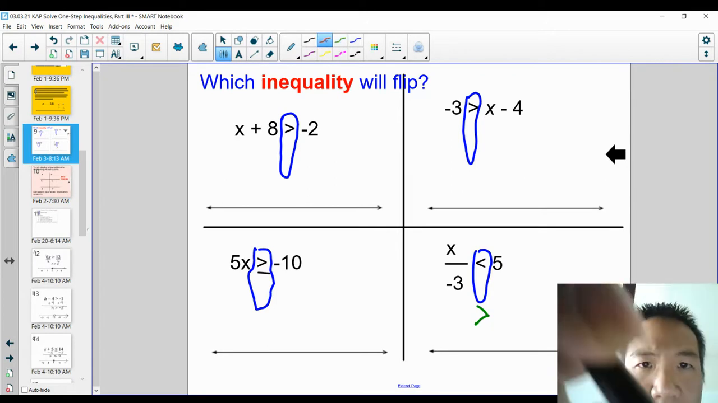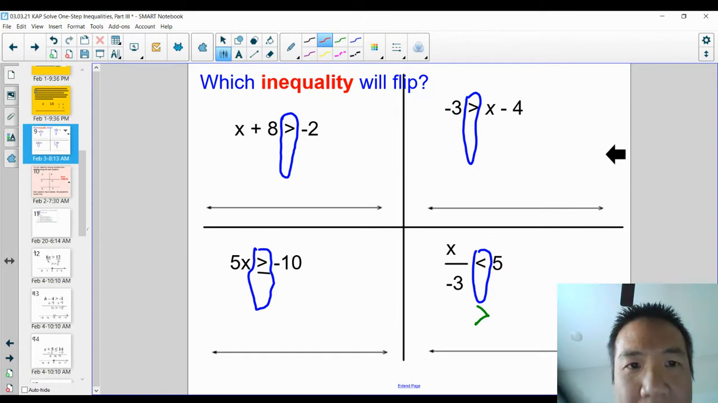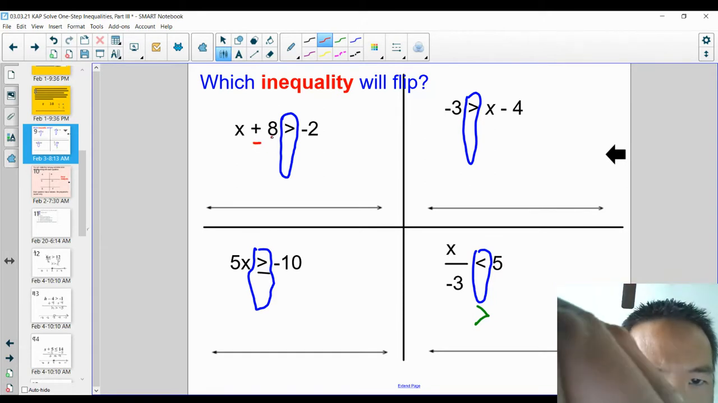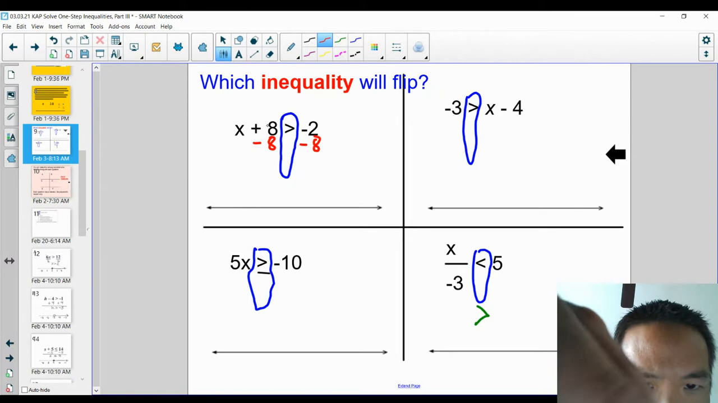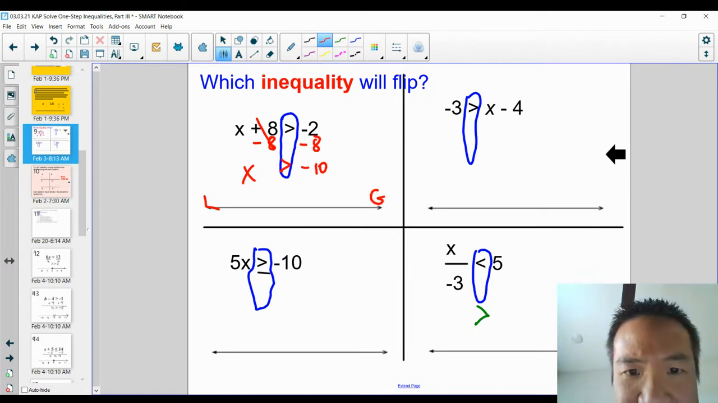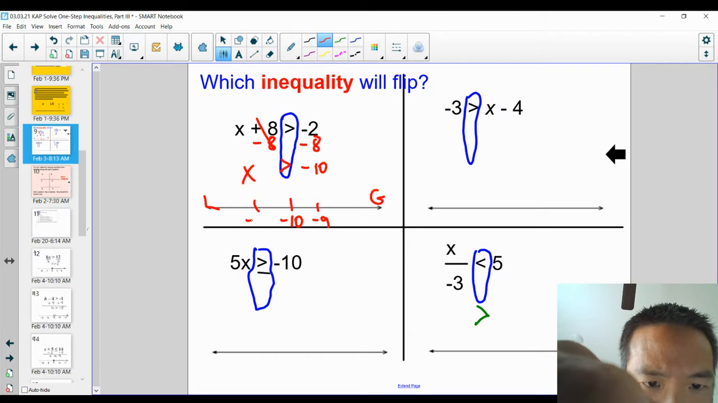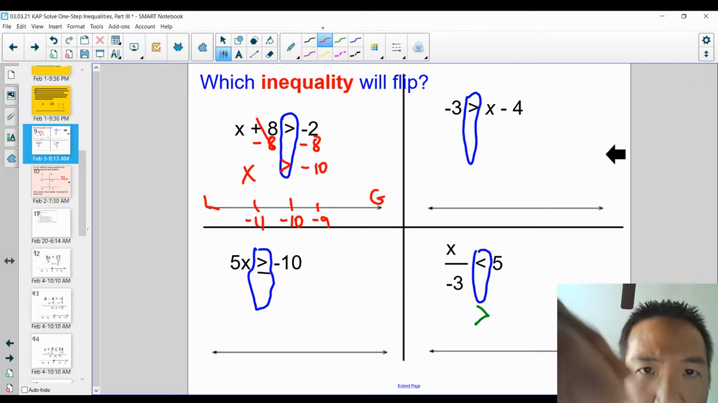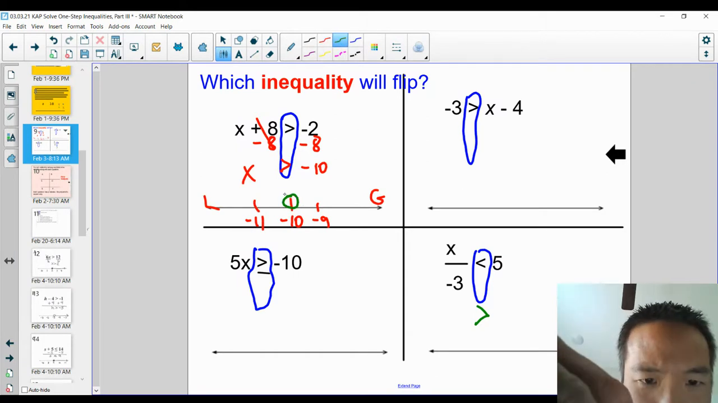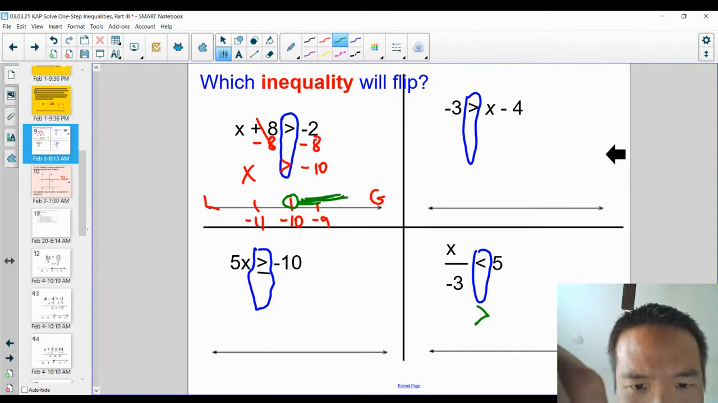So now, let's solve each one. To isolate x, I have to undo addition 8 with subtraction 8. I cancel, x is greater than negative 10. Remember, a number line goes from least to greatest. So here's negative 10, here's negative 9, here's negative 11. It is an open dot because x is greater than negative 10, so I go to the side.